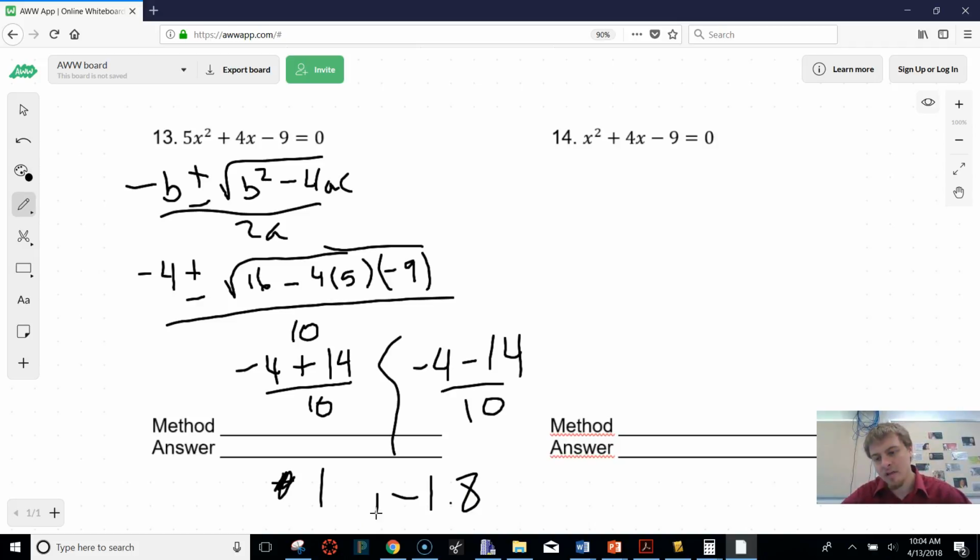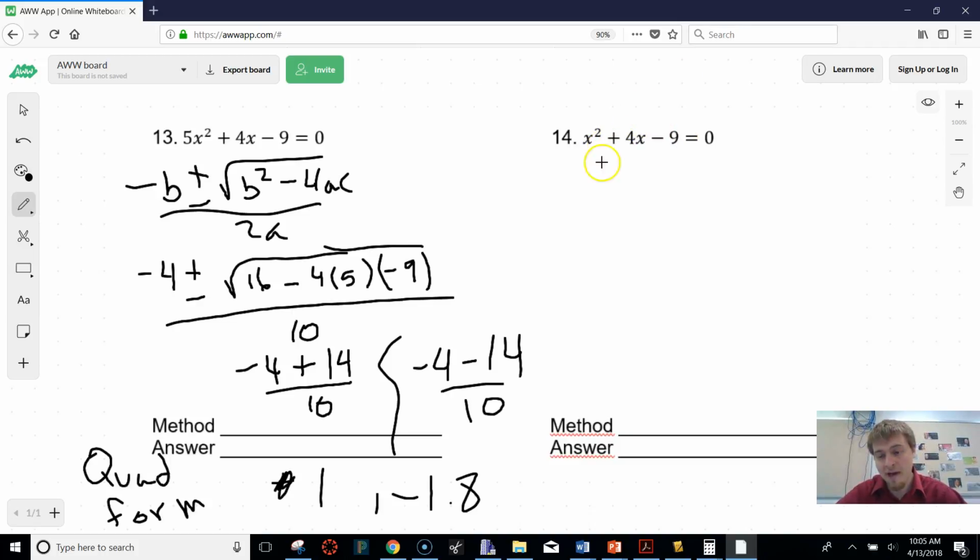Let's look at this next one, number 14. So for 14, again, we can't solve this by square rooting. This again was quadratic formula. Sorry, I forgot to put that down. So this again, I can't solve this by square rooting because it has two variables.